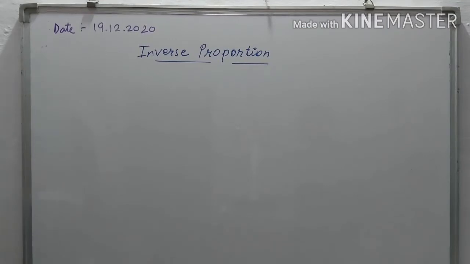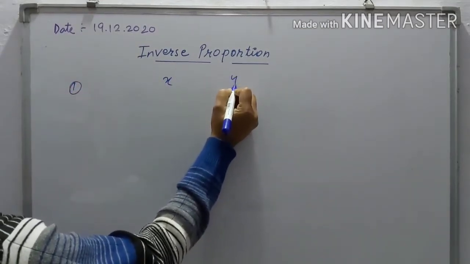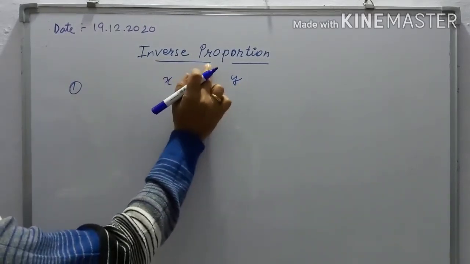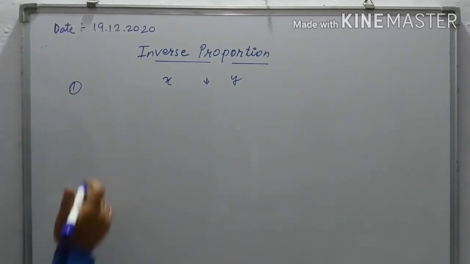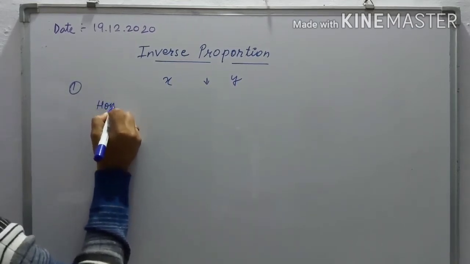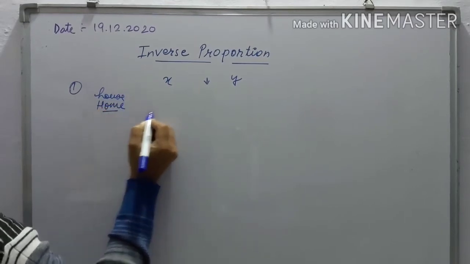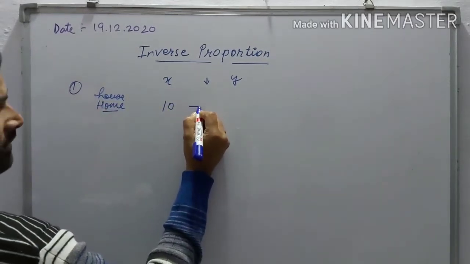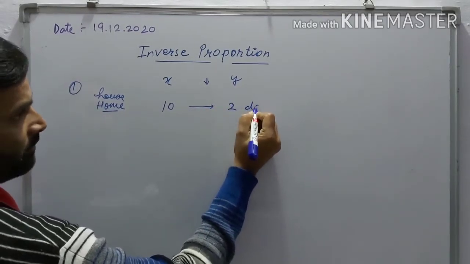Inverse proportion is, suppose, an example of two quantities, the first x and the second y, and the relation between x and y is inverse proportion. So suppose we make a house, and the number of workers is 10. The work will be finished in 2 days.